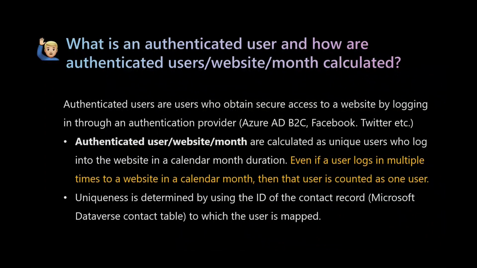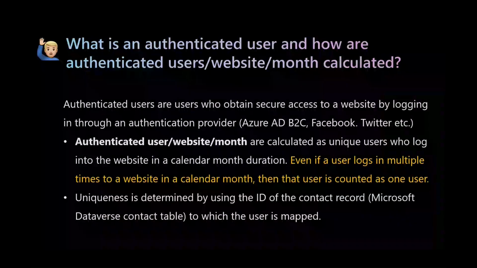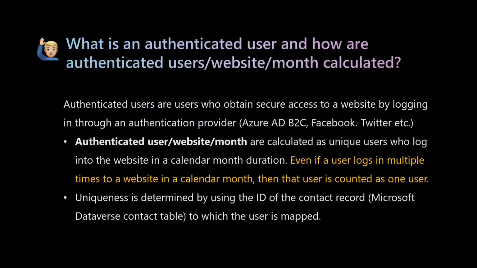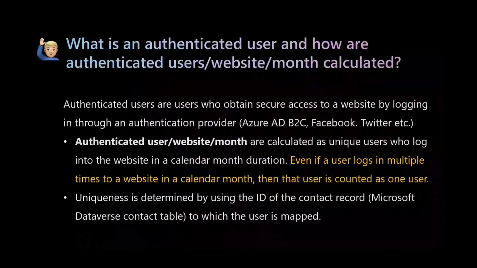So if I have registered on the portal and within a calendar month I log in 100 times, 200 times, it doesn't matter. My organization does not have to pay multiple times for a single user. Once I have registered, my ID has been identified. From the next time onwards, my licensing will not be counted again for that calendar month, right? So this is about authenticated user licensing.